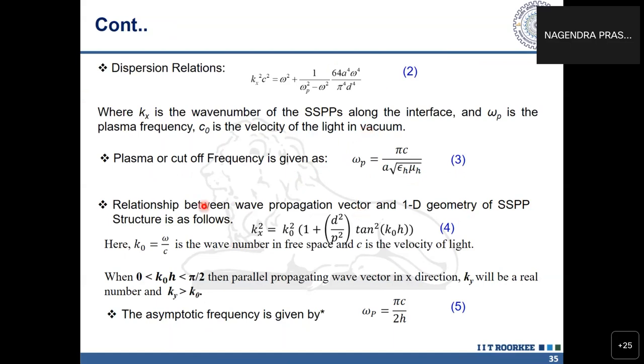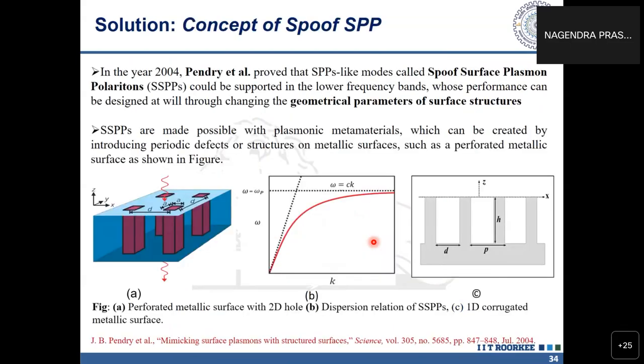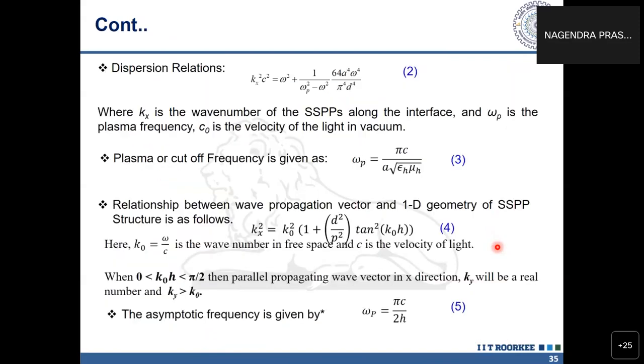For the 1D geometry of the SSPP structure, you can see in equation 4, kx square equals k naught square times 1 plus d square by p square tan square k naught h. Again, this is a function of d, p and h. This is d, this is h, this is p, all are geometrical parameters. So this wave number is a function of geometrical parameters. For k0 h greater than 0 but less than pi by 2, the parallel propagating wave vector in the x direction will be a real number and greater than k0. The asymptotic frequency omega p is given by pi c divided by 2h.